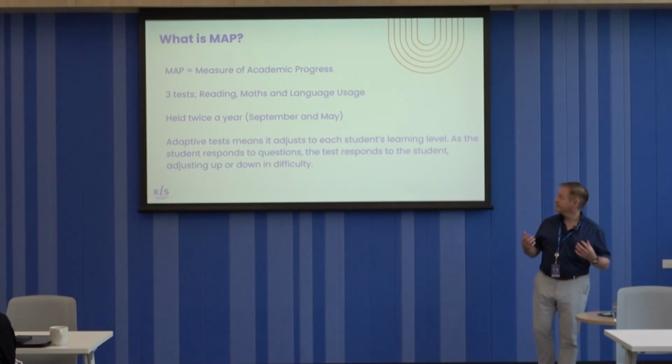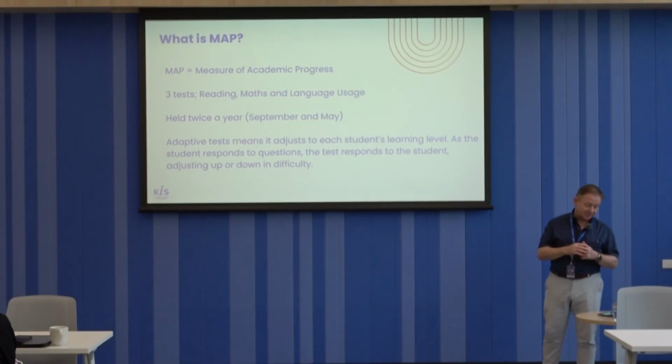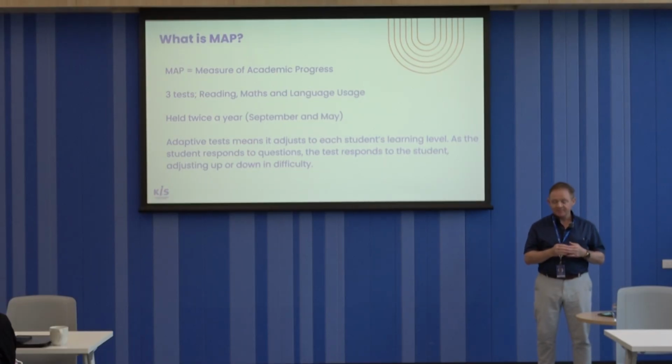So the first thing, what is MAP? MAP is an acronym for Measure of Academic Progress. And next week, as I said, your child will sit 3 tests. On Monday, it will be a reading test. On Tuesday morning, a mathematics test. And on Wednesday morning is a kind of grammar test, also an English test. These MAP tests are held twice a year, in September like we're doing now, and also in May.